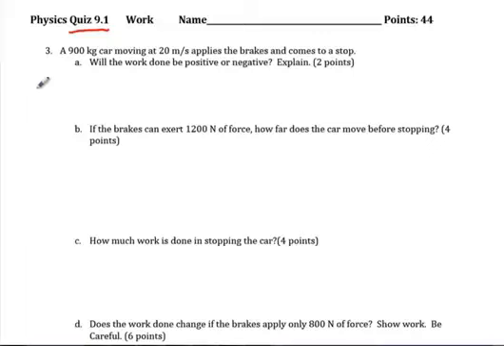So I'm actually going to work this through twice. I'm going to do it once from the standpoint of work and once from the standpoint of work energy. I'm going to show you how much easier it is. A 900 kilogram car moving at 20 meters per second applies the brakes and comes to a stop. Will the work done be positive or negative?